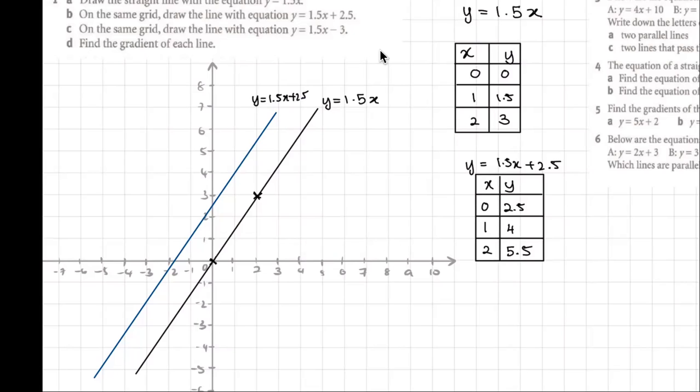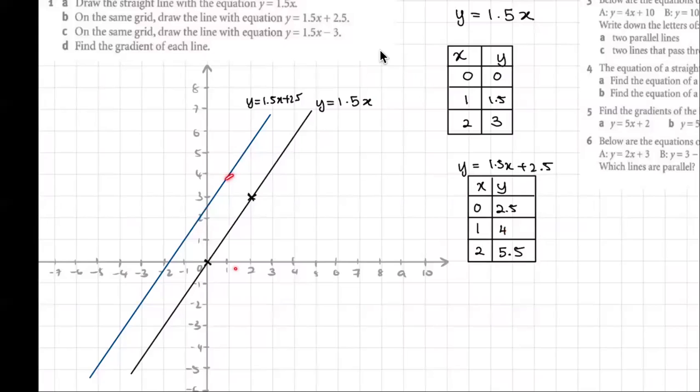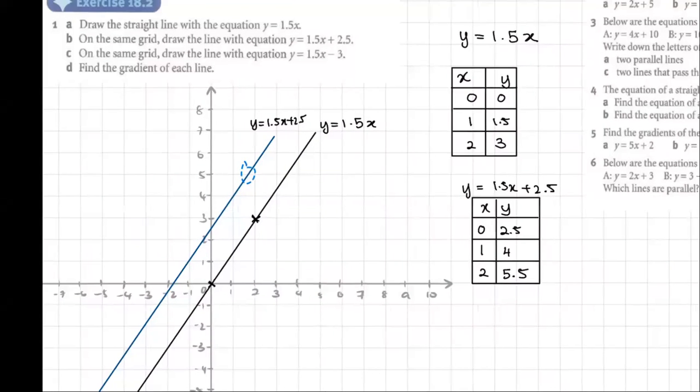So you can see 0, 2.5, this is one of your coordinates. 1, 4, got it. 2, 5.5, got it. So everything is there. Okay, so it proves that all you need to do is just draw a parallel line.